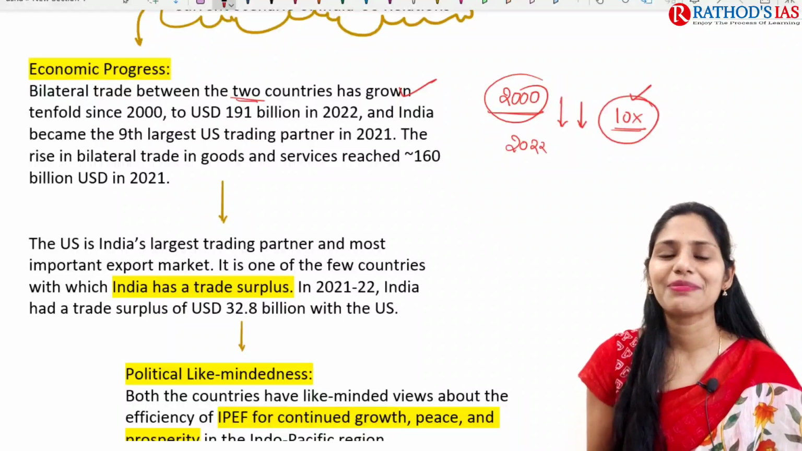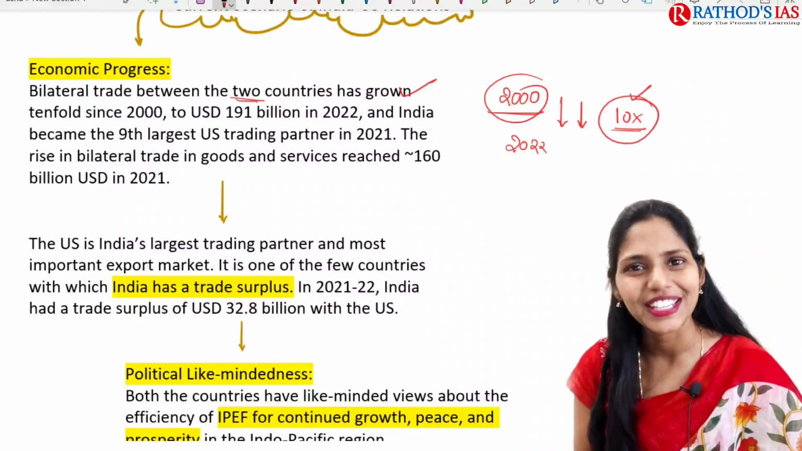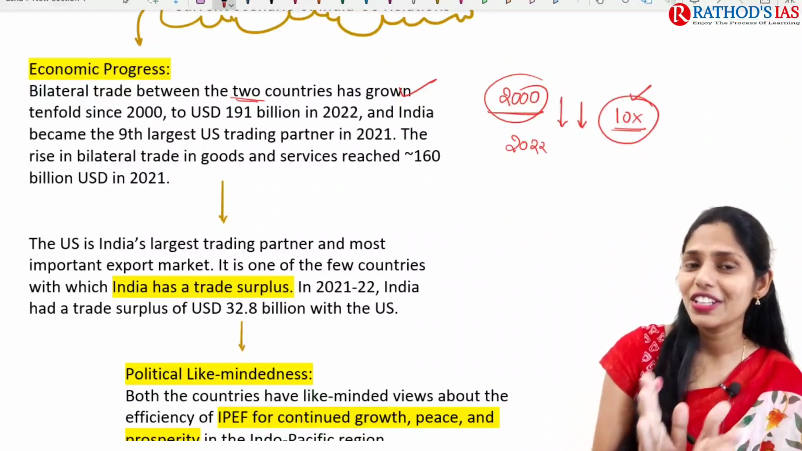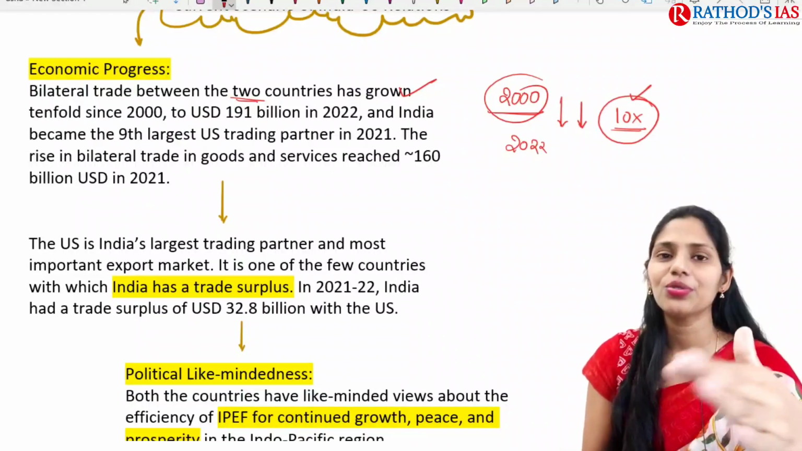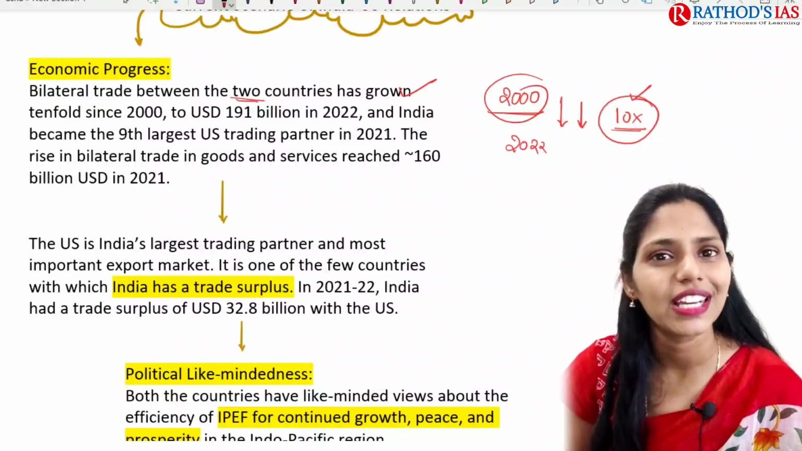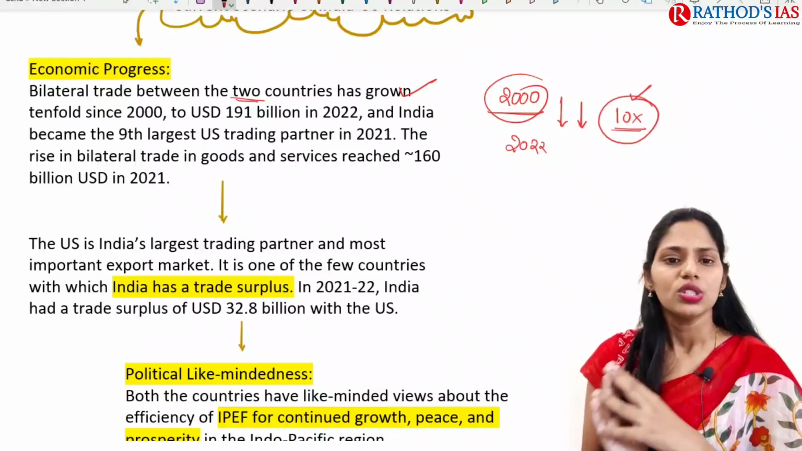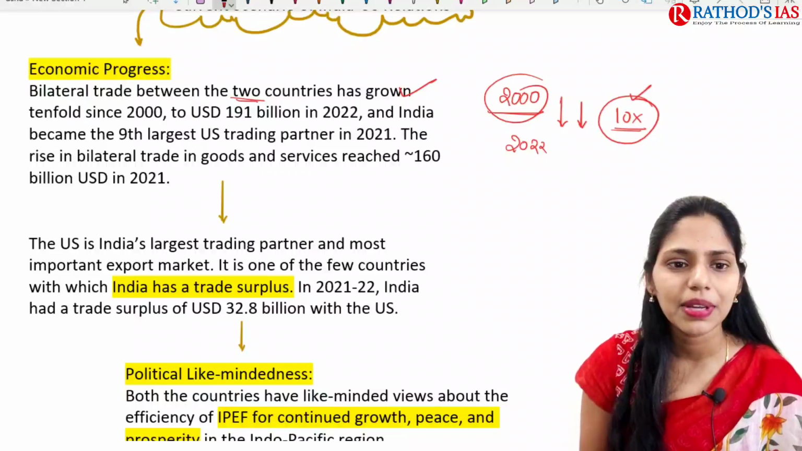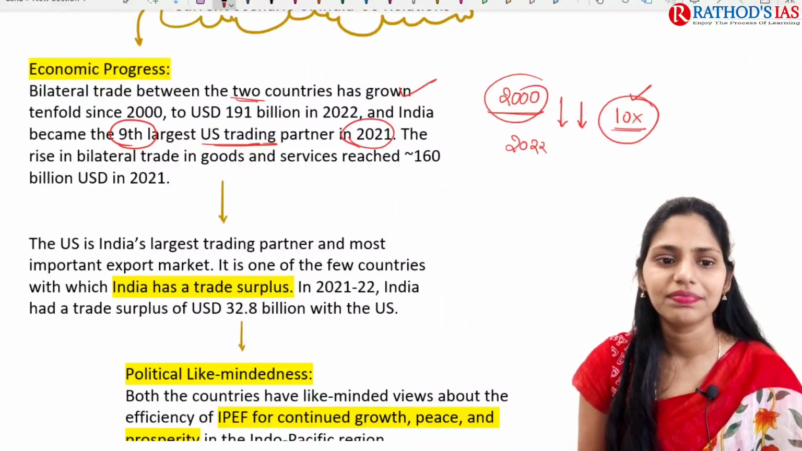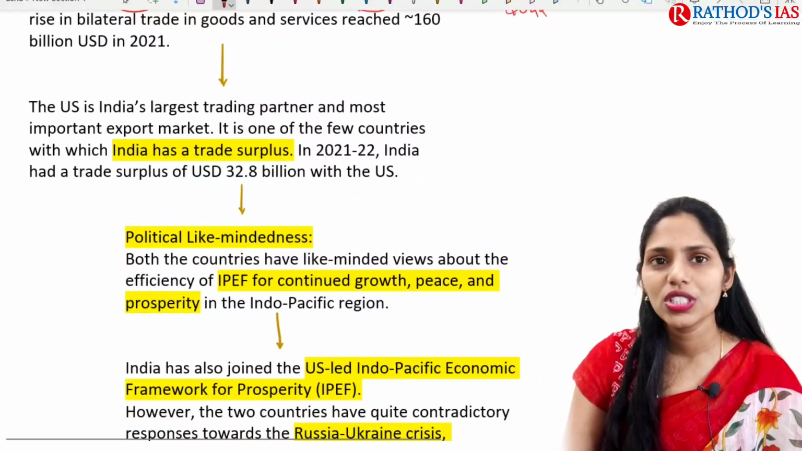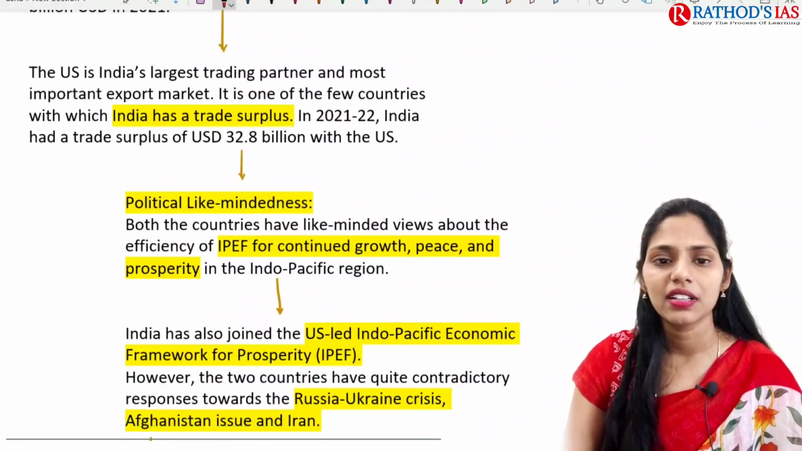So you will be watching the speed of this video like 1.5x, 2x, right? In the same way, if you are comparing the trade between India and the US in 2000 and now in 2022, there is a 10x increase of trade. So this is the first one. And even India became the 9th largest US trading partner in 2021. And even the US is India's largest trading partner, right?